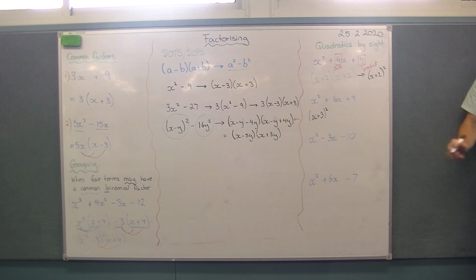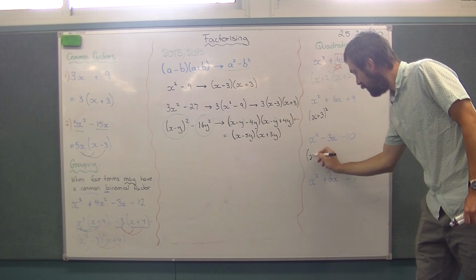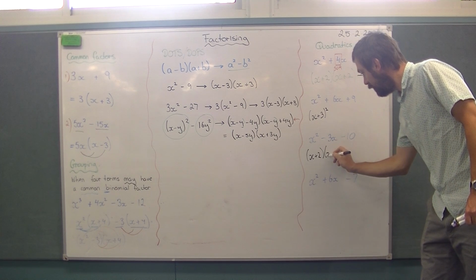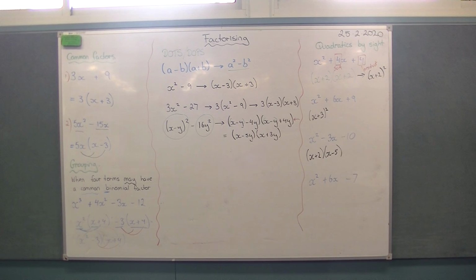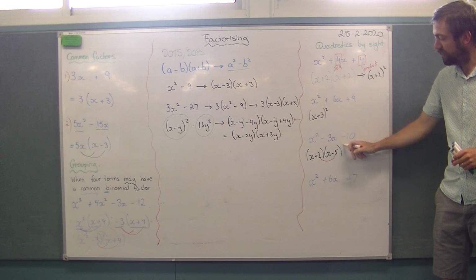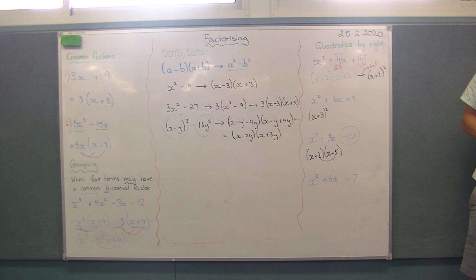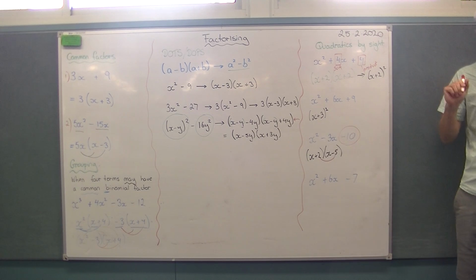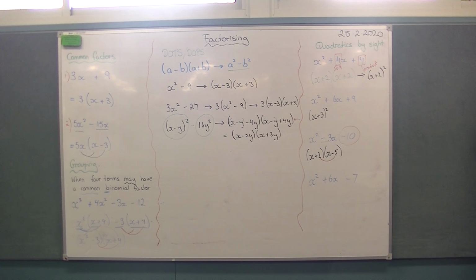2 numbers that multiply to make minus 10 and add to make minus 3. 2 and negative 5. Just in case you're not thinking as quickly, what you can do is multiply it out. So minus 5 times positive 2 gets you minus 10. And minus 5 plus 2 gets you minus 3.